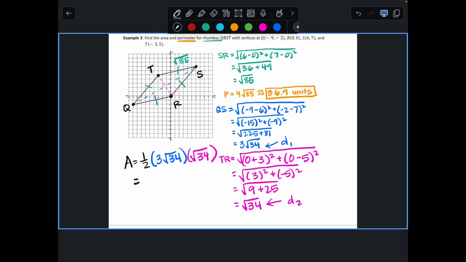And you'll see why I don't have you round it until the very end. Because what is my answer? 51. It's a whole number. 51 units squared. If I had rounded those two diagonals, I would have ended up with a decimal answer and had to round that, but I could have gotten an exact answer, which is 51 units squared. So your practice again is in Delta Math today.